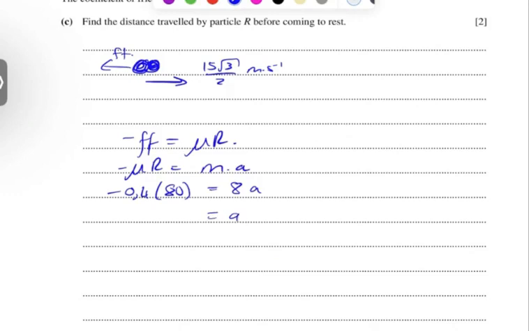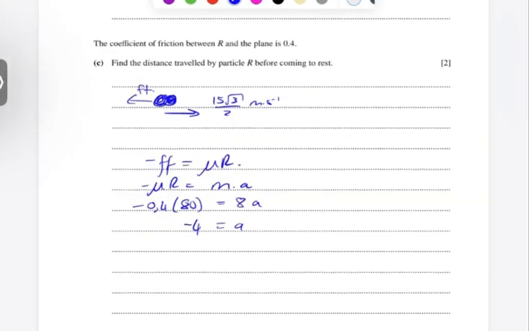So our acceleration is going to be also minus 4. It's really interesting to note that it doesn't really change between the particles. Okay, I don't need that now.